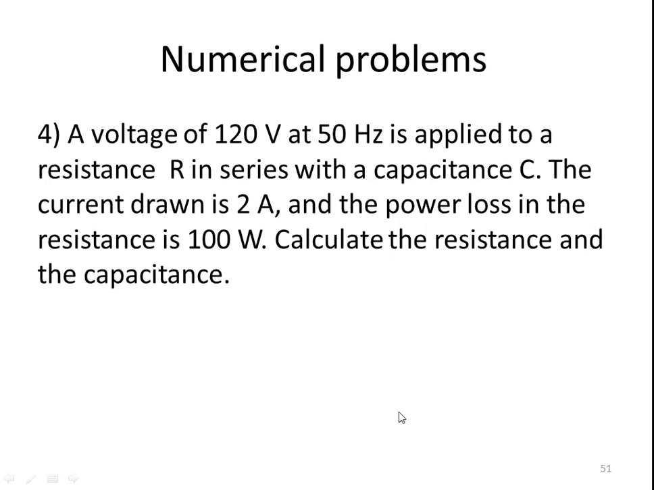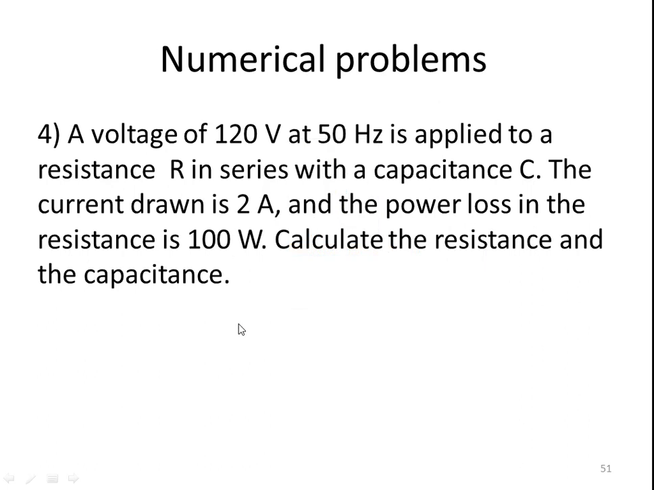Okay, welcome back to the video on AC series circuits. In this video, we will be dealing with two problems on AC series circuits. Coming to the first problem, a voltage of 120 volt at 50 hertz is applied to a resistance in series with a capacitance C. The current drawn is 2 ampere and the power loss in the resistance is 100 watt. Calculate the resistance and capacitance.